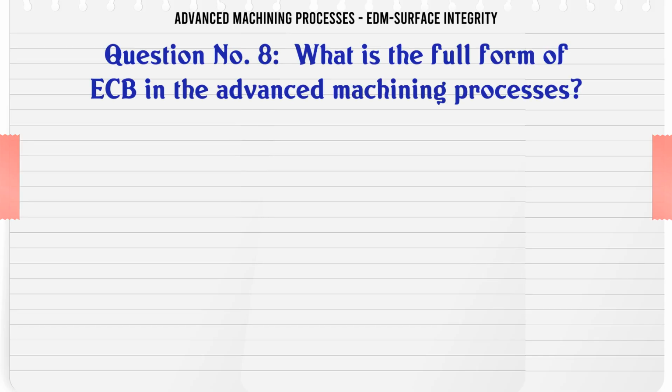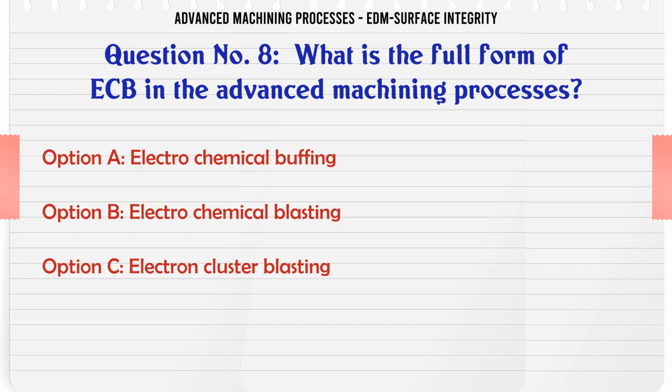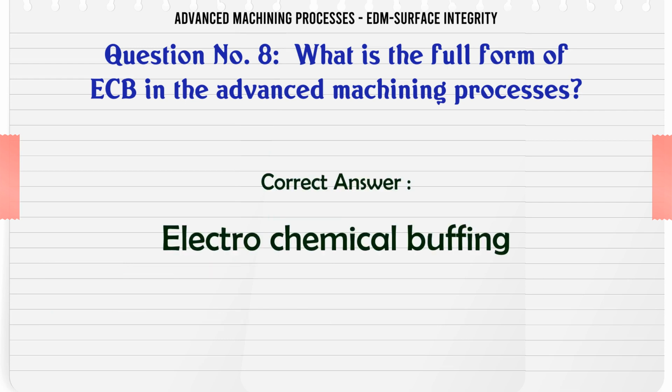What is the full form of ECB in the advanced machining processes? A electrochemical buffing, B electrochemical blasting, C electron cluster blasting, D electron cluster briefing. The correct answer is electrochemical buffing.